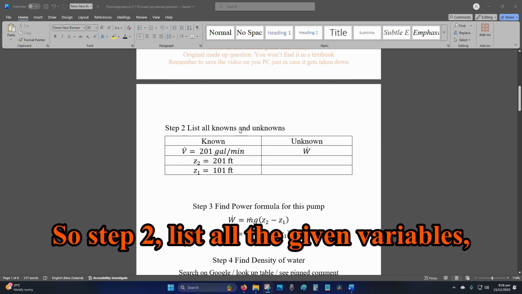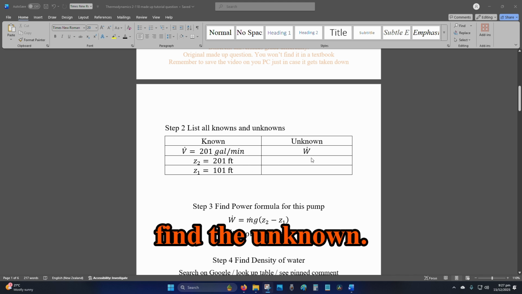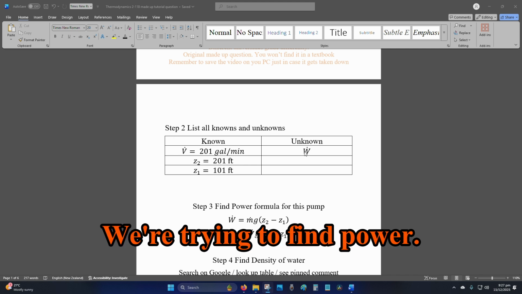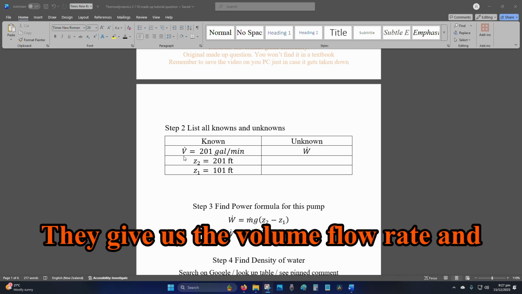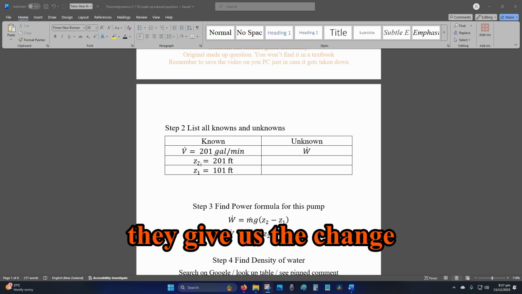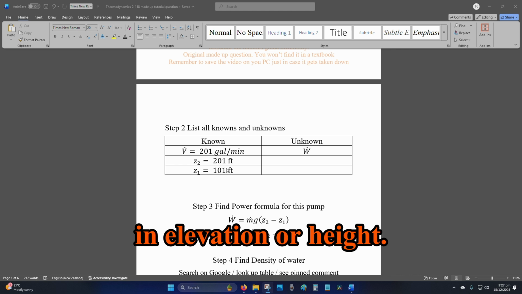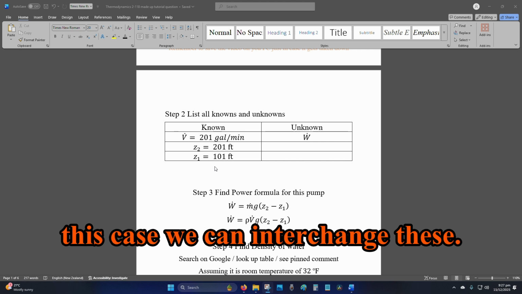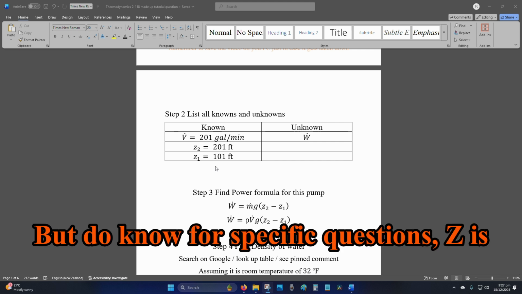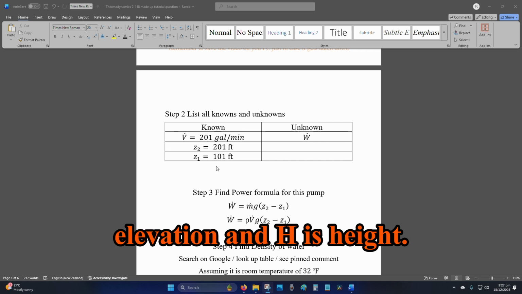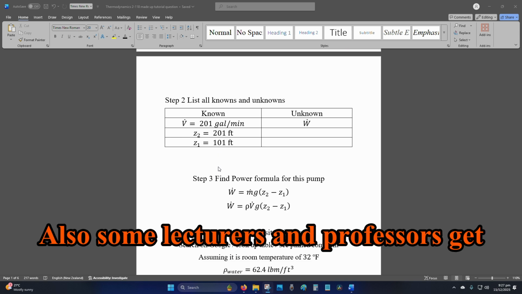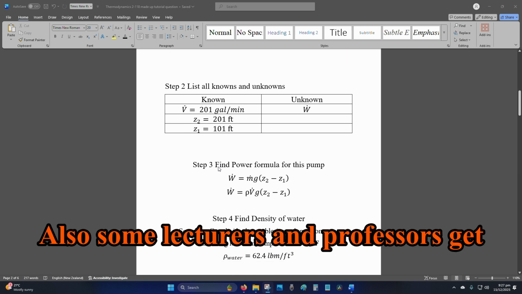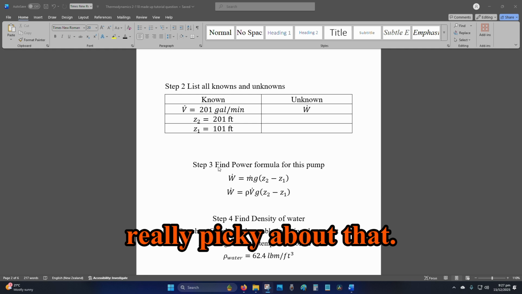So step 2. List all the given variables, find the unknown. We're trying to find power. They give us the volume flow rate, and they give us the change in elevation or height. So Z is elevation and H is height, but in this case we can interchange these. But do know for specific questions, Z is elevation and H is height. Also, some lecturers and professors get really picky about that.